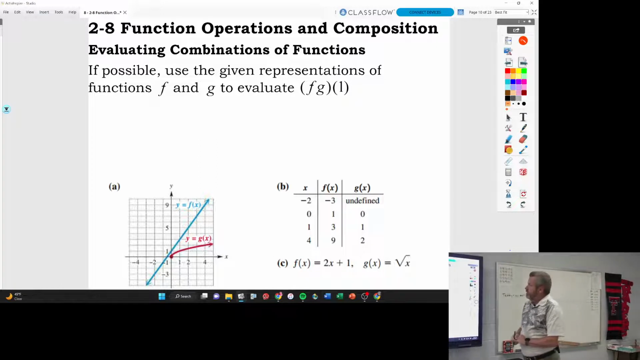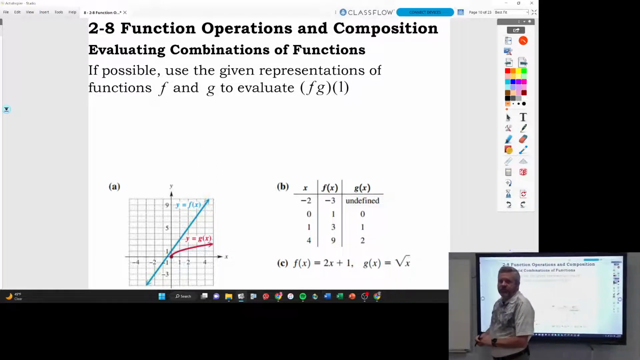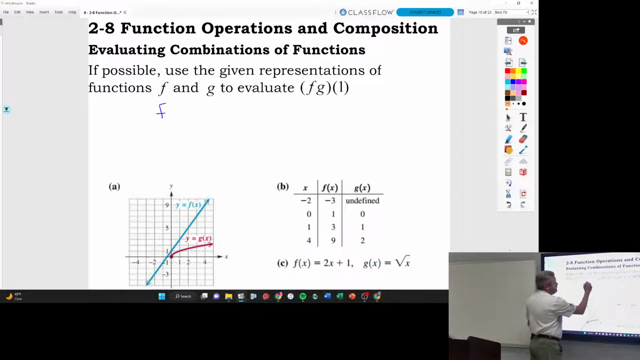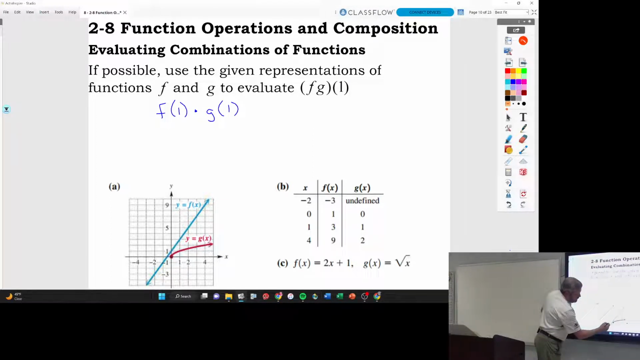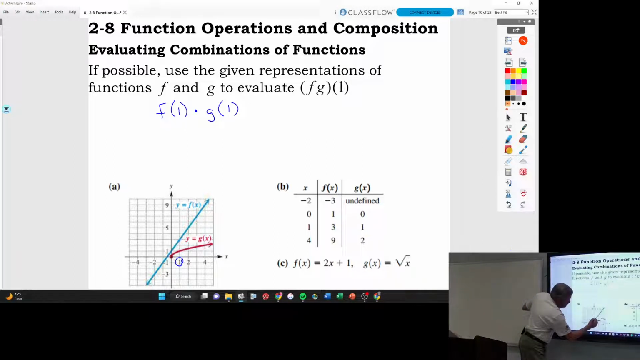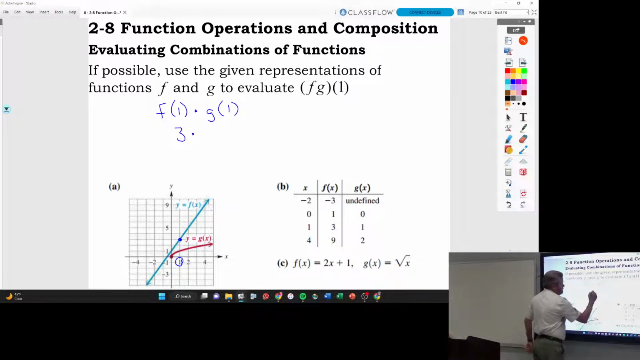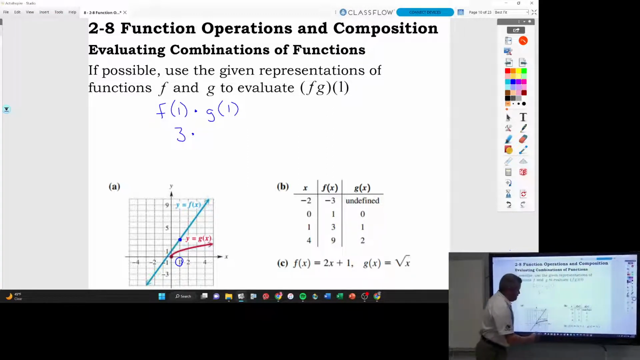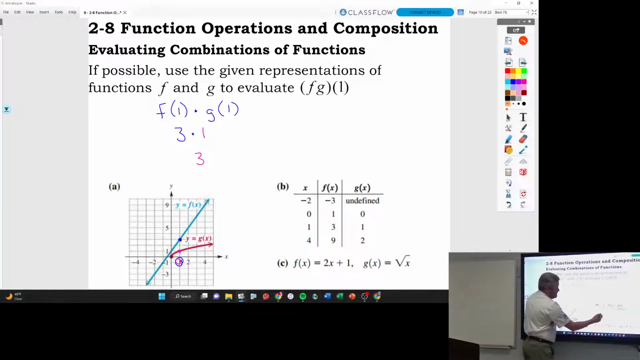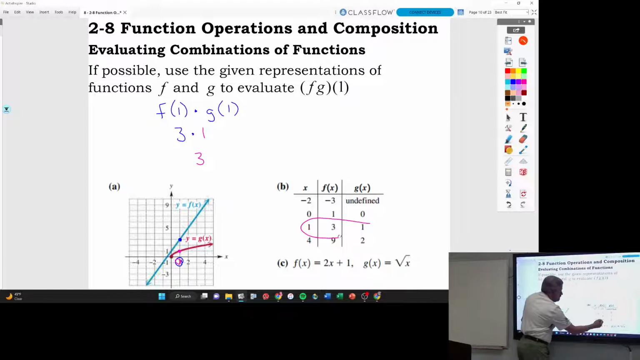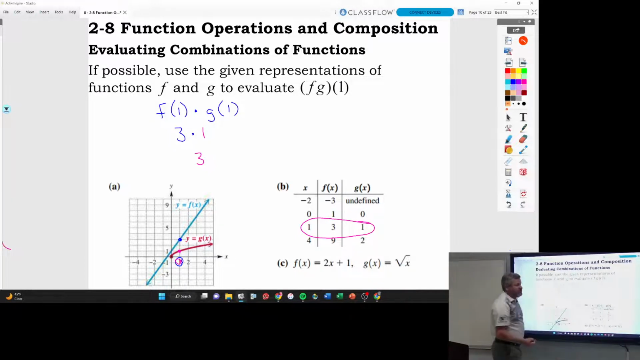If possible, find fg of 1. So fg of 1, that means we're going to take the f function evaluated at 1 and multiply it by the g function evaluated at 1. Well, the f function evaluated at 1, here in blue, here's 1. Go up, where does it cross? It's right there. Looks like 3 times the g function also evaluated at 1, which is right here, it's 1, and 3 times 1 is 3.